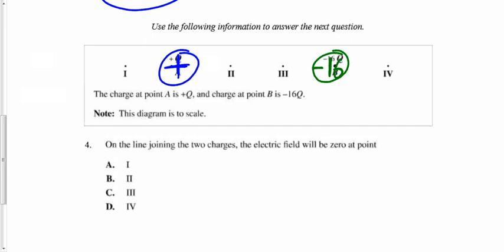We know the answer is not going to be B or C. Here's why. The field caused by the blue at point 2 and number 3 is away from the blue. The field caused by the green is which way? Toward the green. You can't have a net field of 0 when these two fields point in the same direction. They have to be equal magnitude, opposite direction in order to cancel and give you a net field of 0. So it can't be position 2 or position 3.